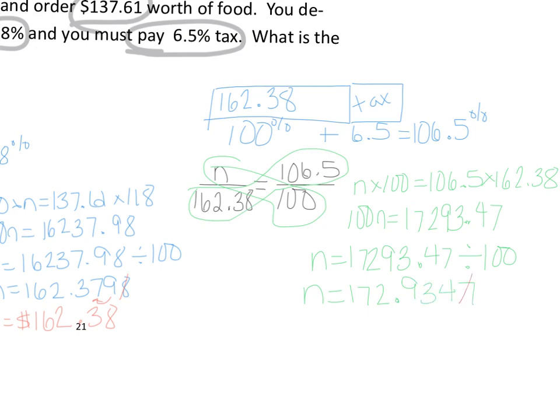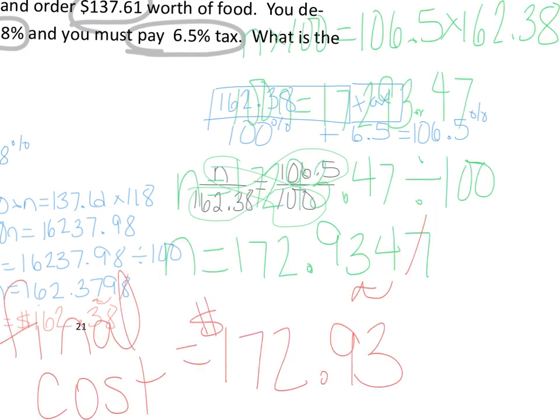And we don't care about the 7. 4 makes the 3 stay the same. So the final cost is going to be $172.93. If you're wanting to know about the equations, you're still going to have to do 2 of them.